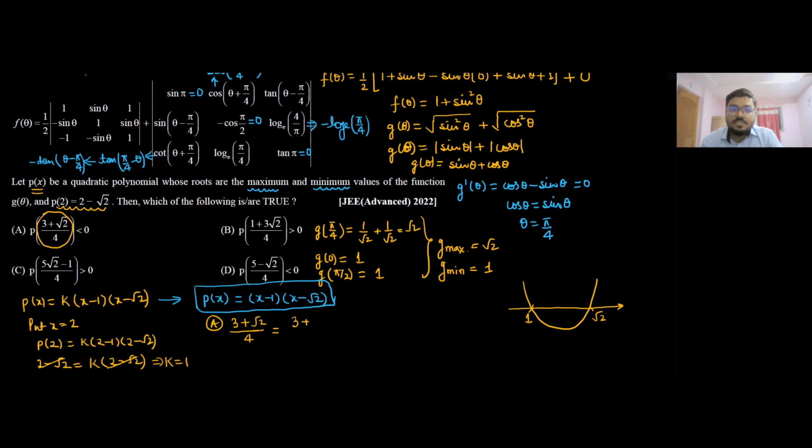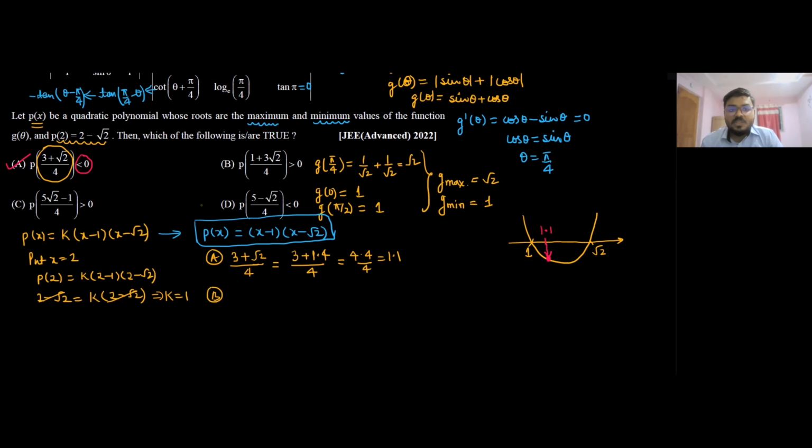So let us find this approximate value. Root 2 is 1.4. That is 4.4 divided by 4, which is 1.1. And where is 1.1? 1.1 I think is on the left of root 2, between 1 and root 2, and for that, the graph is below the x-axis, means negative. And in the option, it is written negative, means option A is the correct option.